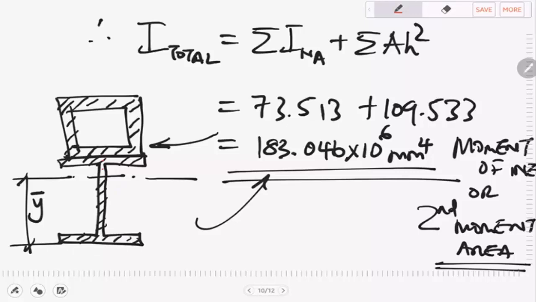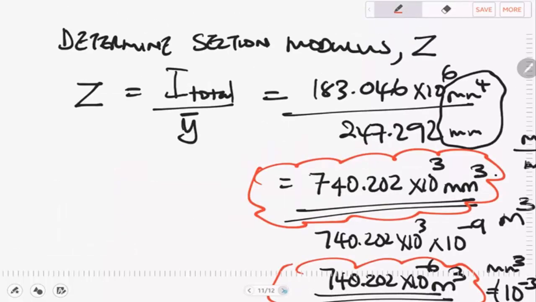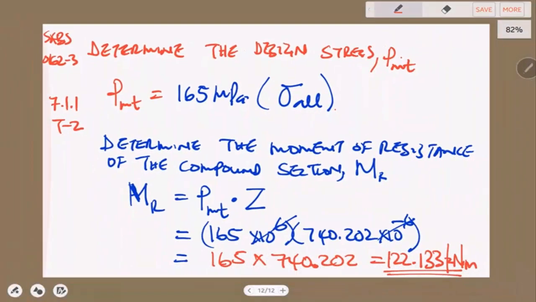This section will fail if we apply anything which is now greater than 122 kilonewton meters. Does this make sense? So this is the resistance which it can offer. Anything beyond that, then this thing will break. 122.133 kilonewton meters.